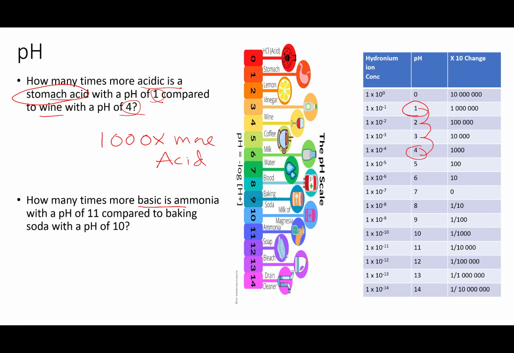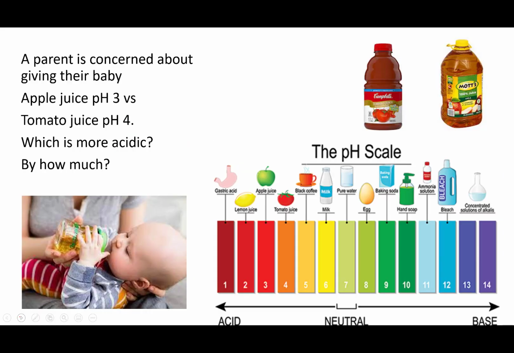How many times more basic is ammonia with a pH of 11 compared to baking soda with a pH of 10? So if we're comparing an 11 to a 10, that's a jump of 1. So a jump of 1 is a 10, with a 1 in front of it. So 10 times more basic going from baking soda up to ammonia. And that is a big jump, 10 times more. You give me 10 times more in my paycheck, I'd be happy. And you probably would be too.